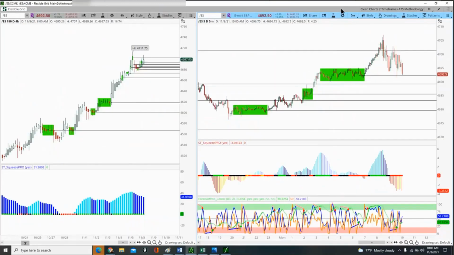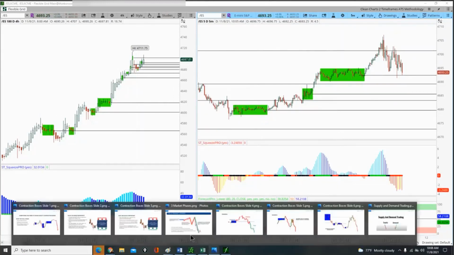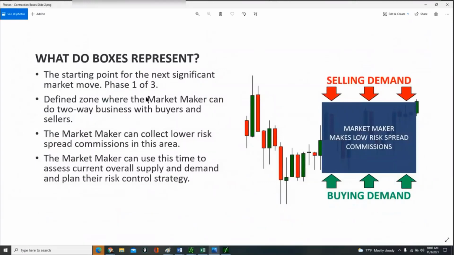ES, chopping around. So we're in a squeeze. So I notice that this is pretty much choppy. So I just drew a box, right? This is the 5 minute. But the bottom line is when I see a squeeze, I know we're in the contraction phase and I draw a box. And this is the starting point of the next big move.